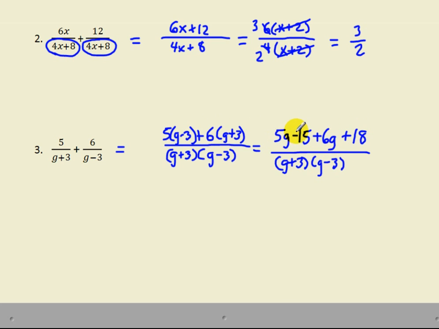Now we can combine like terms. 5g plus 6g will give us 11g, and then negative 15 plus 18 will give us plus 3. So 11g plus 3 over g plus 3 times g minus 3. And we cannot factor this any further. There's no more simplifying that we can do, so we're done.